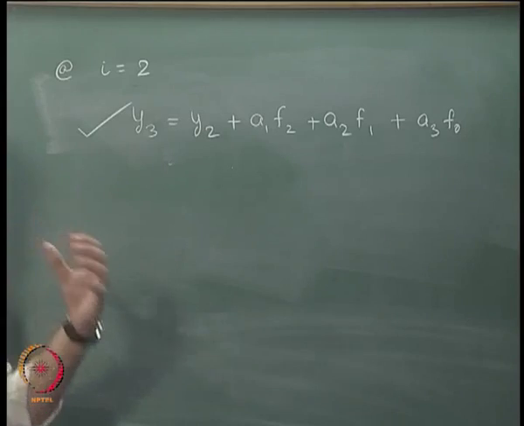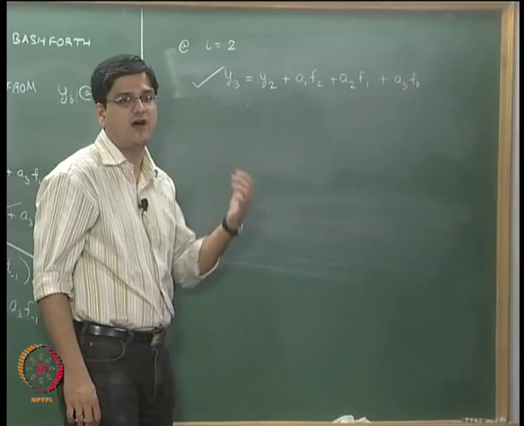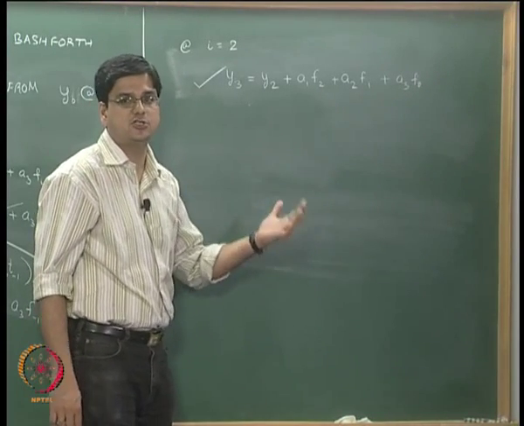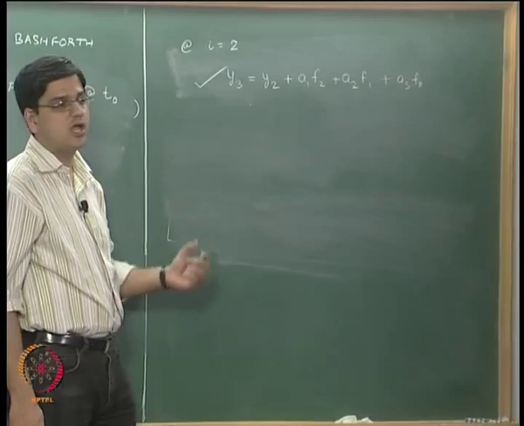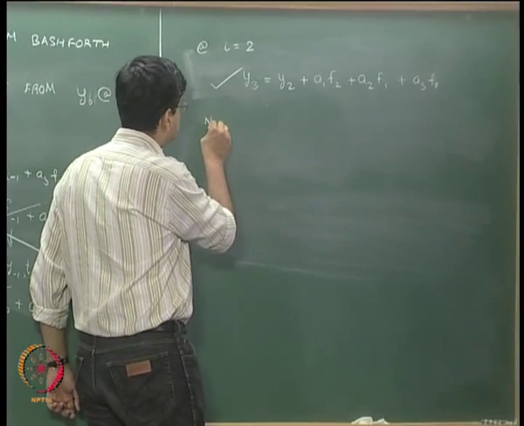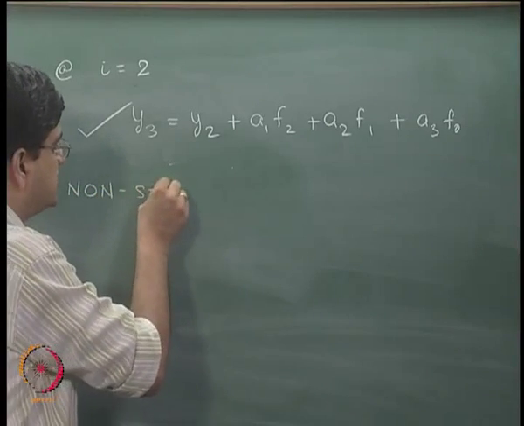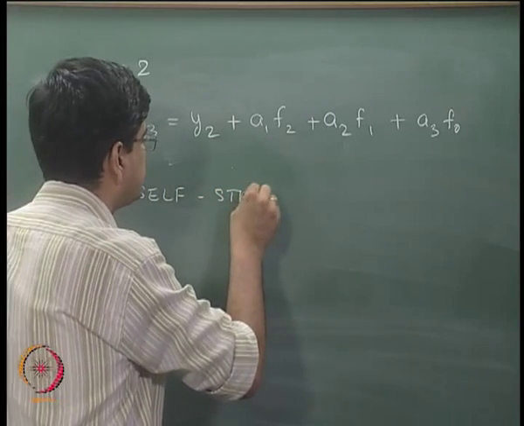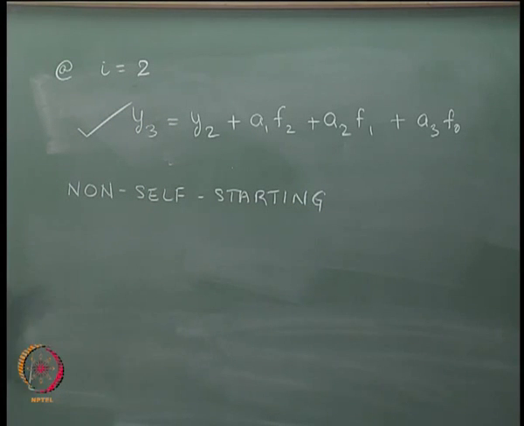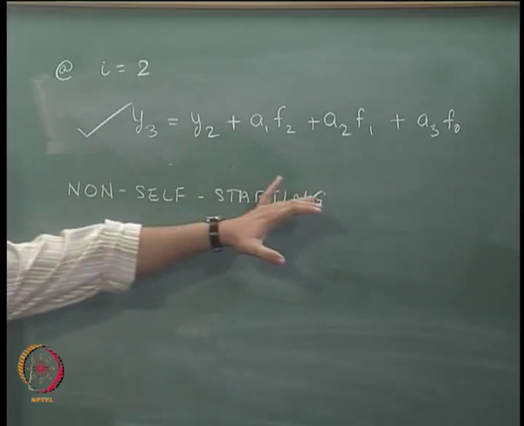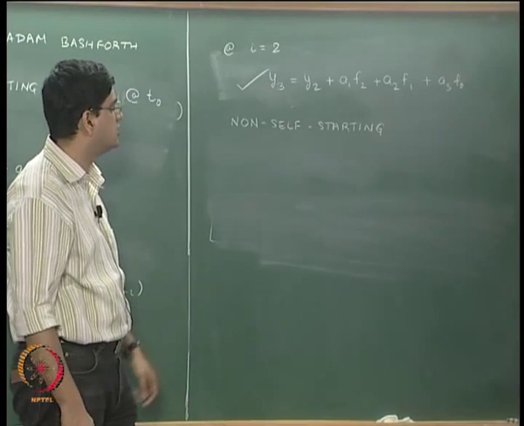So Adam-Bashforth nth order methods can be used to compute yn onwards. It cannot be used to compute y0, y1 and so on up to yn minus 1. Okay. So this is what is known as, these methods are non self starting. Okay. So when we are at y0, we cannot use Adam-Bashforth method. When we are at y1, we cannot use Adam-Bashforth method. When we are at y2, we cannot use Adam-Bashforth method. From y3 onwards, we can start using the Adam-Bashforth third order method.